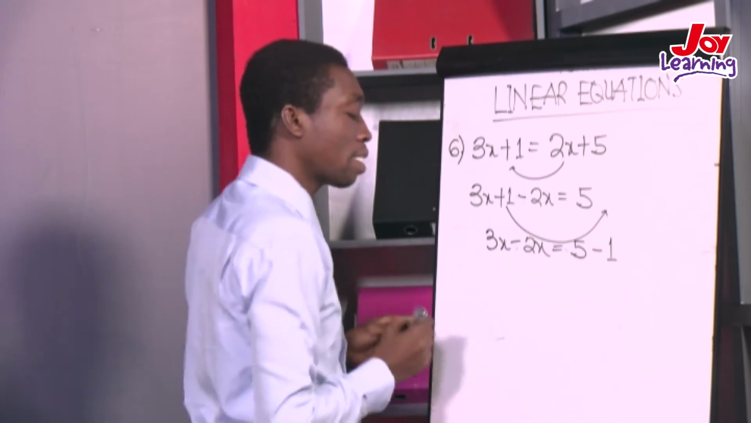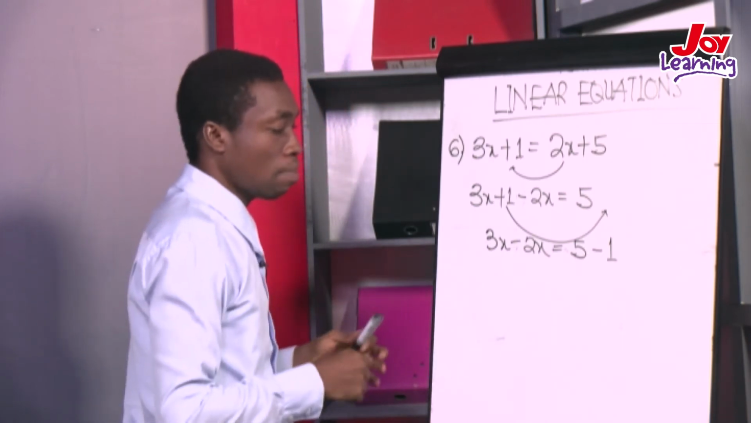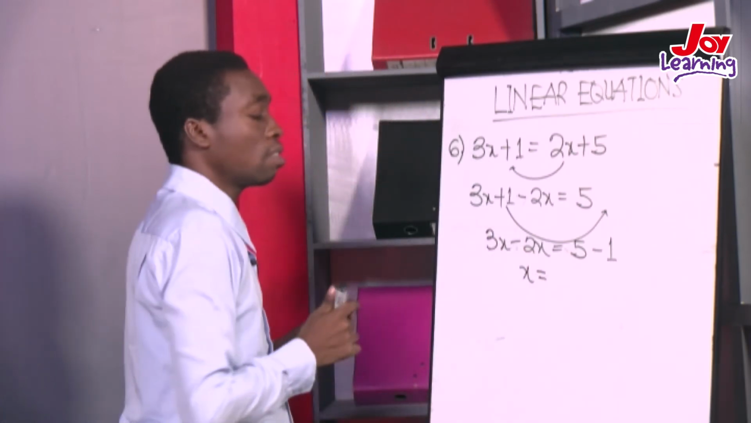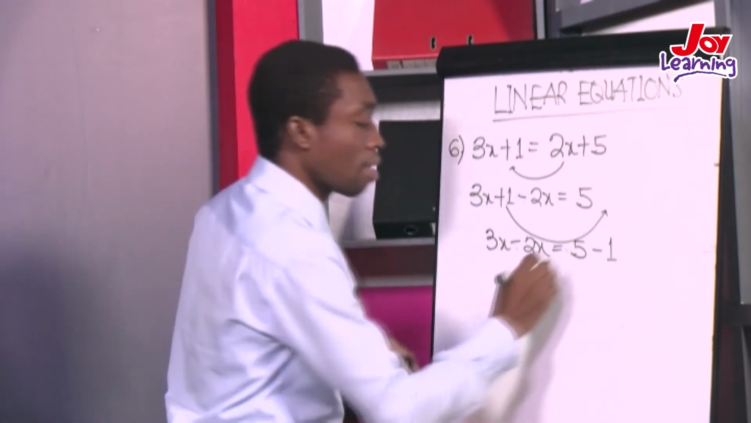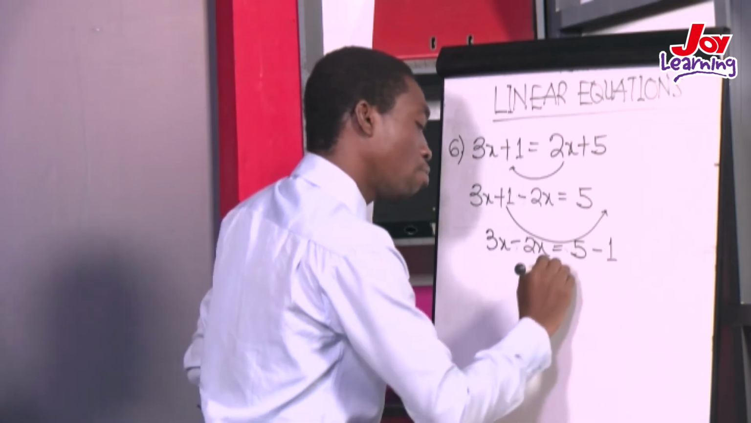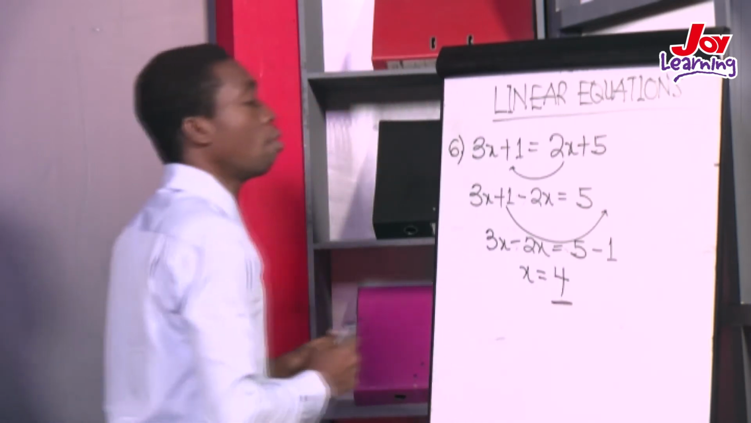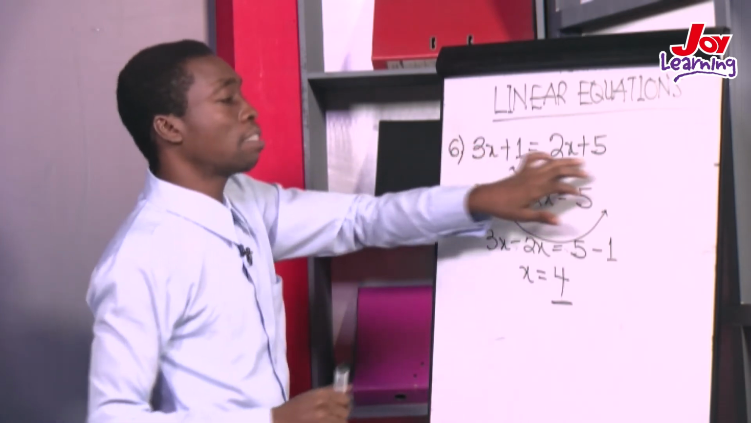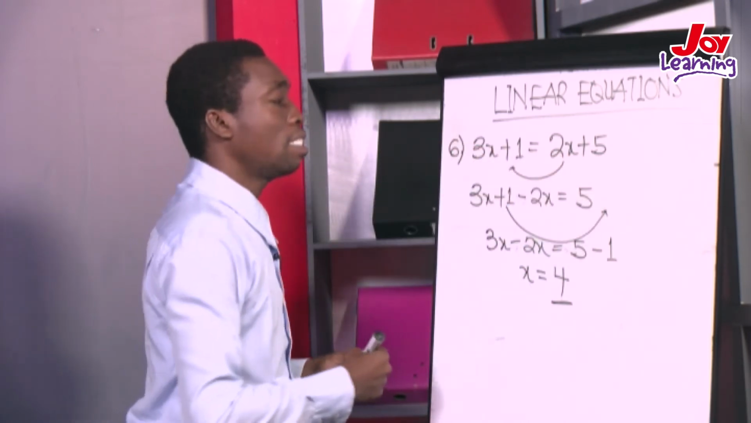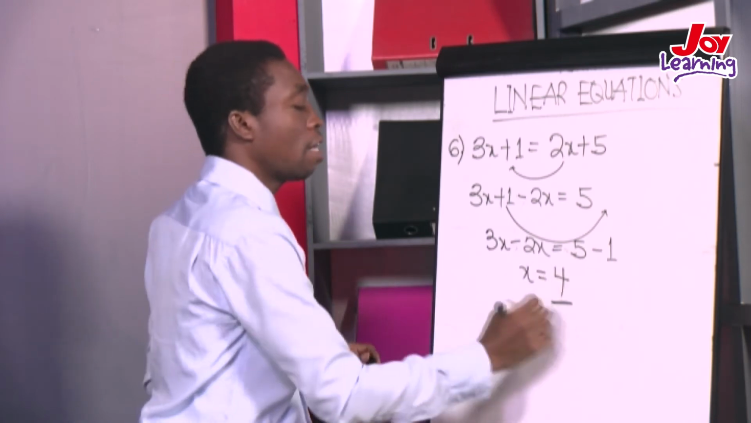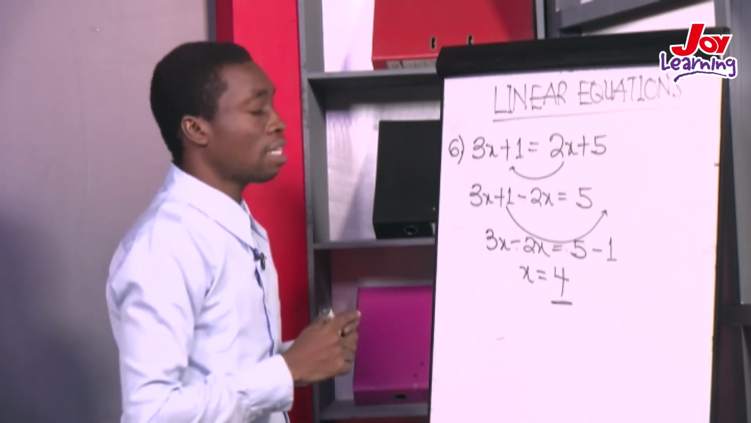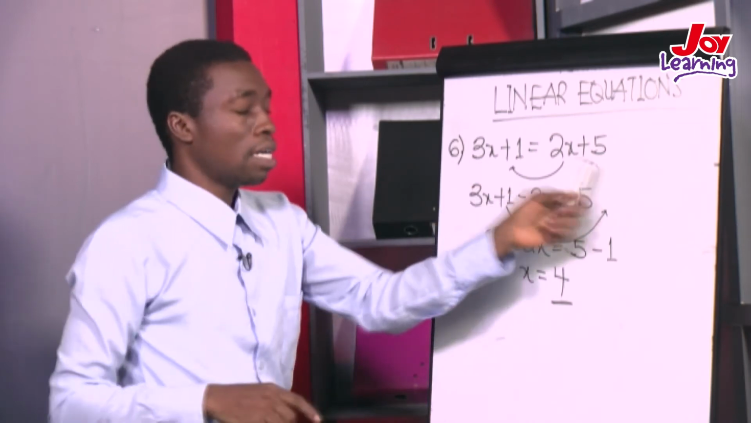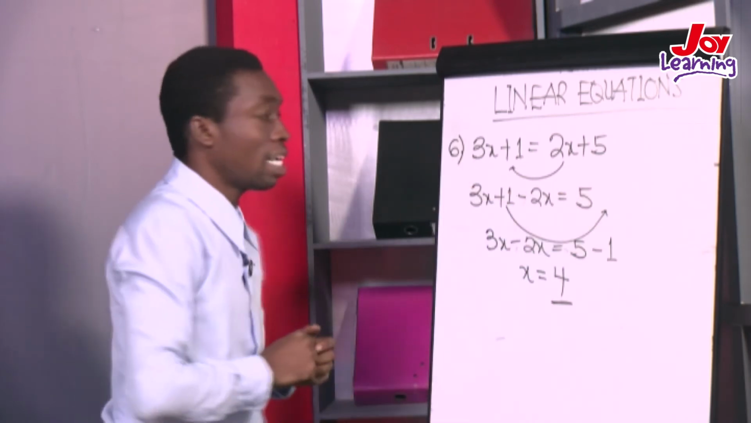So we have 3x minus 2x, and that will give us what? 1x. But 1x can be expressed as x. So in this case, we have our x standing alone without having to divide by any number. Whatever we have here is equal to our x, and that is 4. So our x is 4. For 3x plus 1 equals 2x plus 5, the value for x that will make the equation accurate is 4. If you put in 4 over here, we should get the equation right. So that's it for the sixth one.